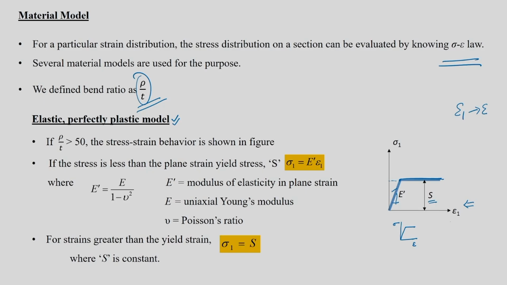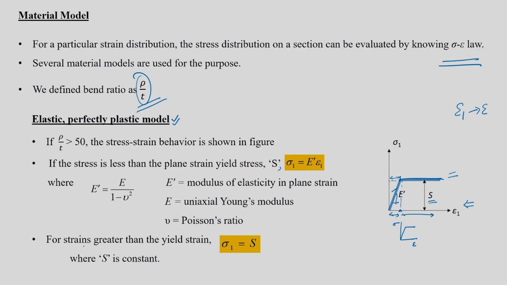So, now with respect to this diagram, there are two parts. One is up to the strain corresponding to the end of the elastic part, and beyond that. So, if the stress is less than the plane strain yield stress, then this equation can be defined as sigma 1 equals E dash into epsilon 1, which is well known to us. In the initial part, in this particular part, we can say sigma 1 is nothing but E dash into epsilon 1.